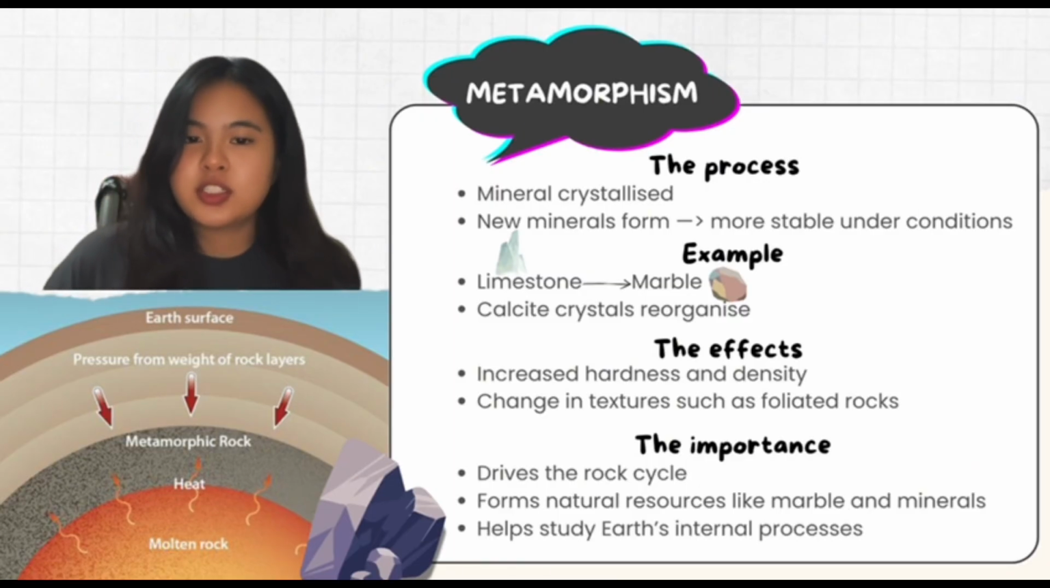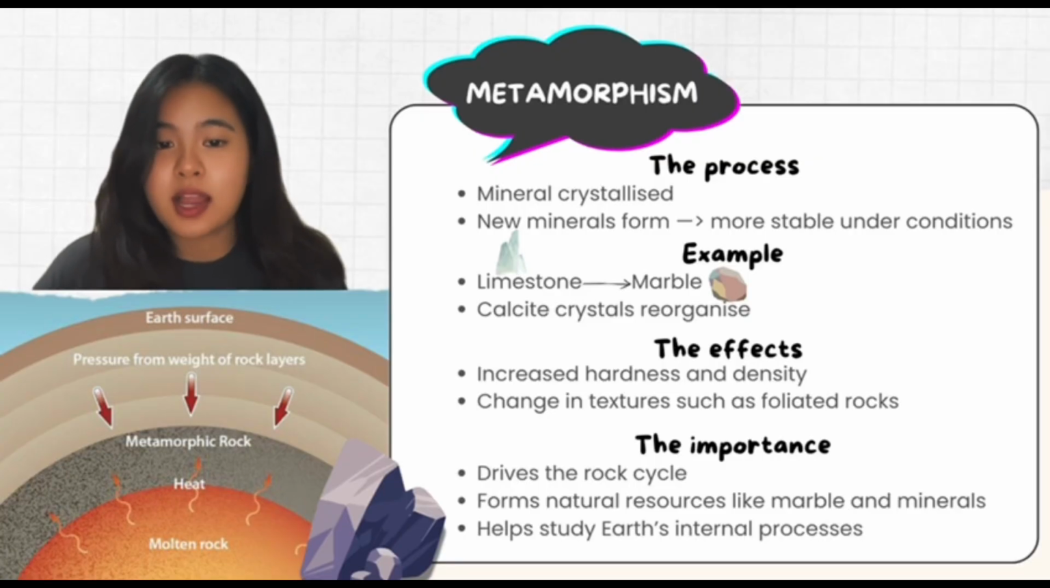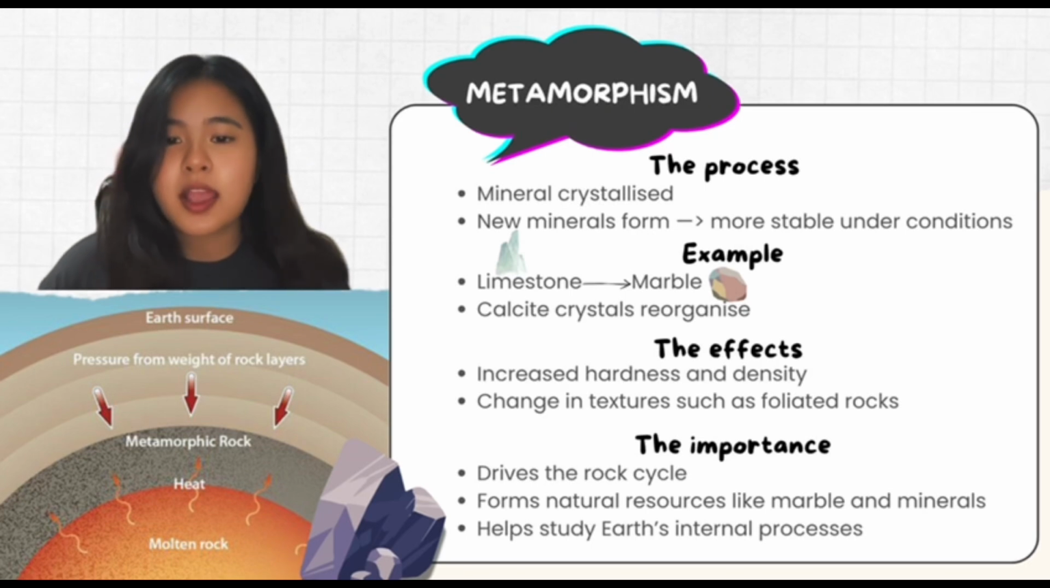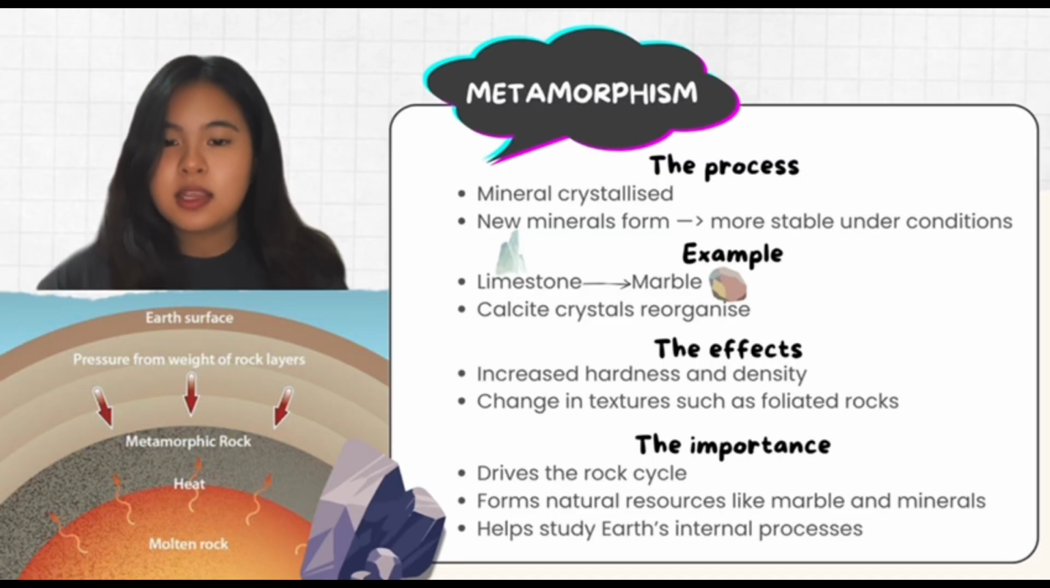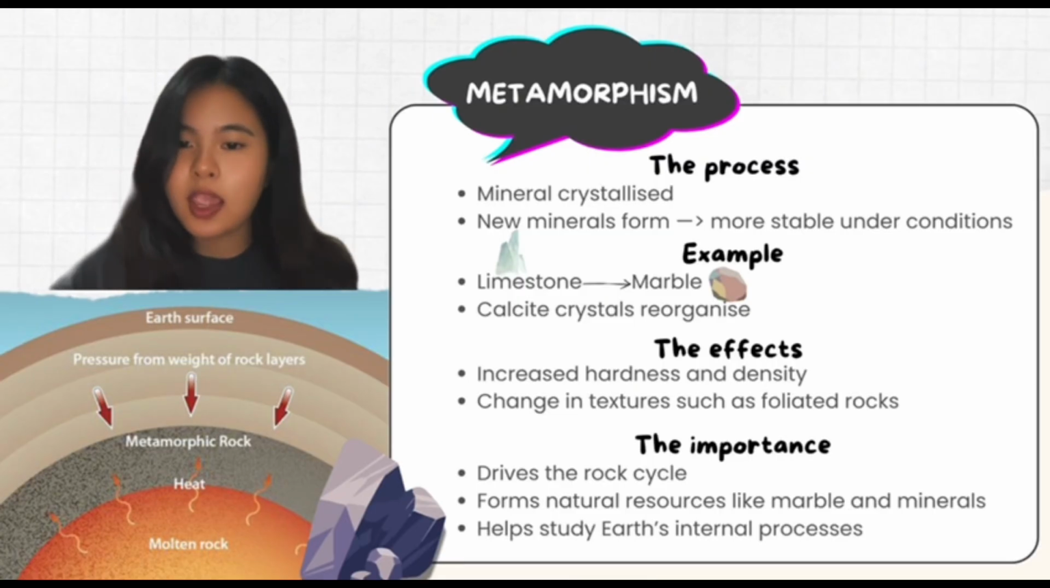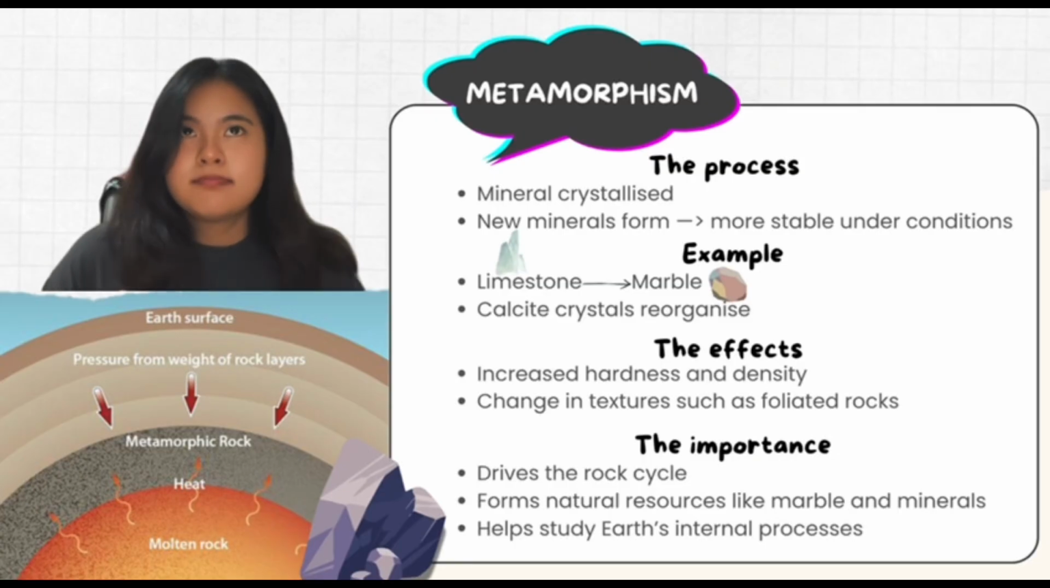Metamorphism also changes the texture of rock. In some cases, minerals become aligned due to pressure, forming what is known as foliated texture, which gives the rocks a layered or banded appearance. In other cases, rocks may remain non-layered, depending on the conditions and mineral composition. These texture changes are important indicators used by geologists to identify metamorphic rocks.